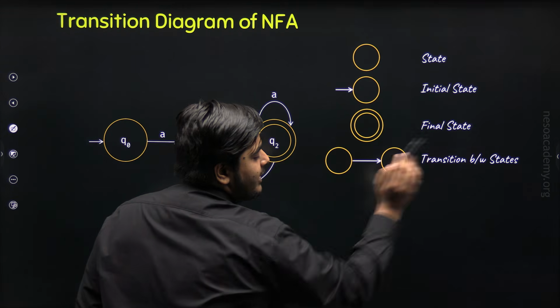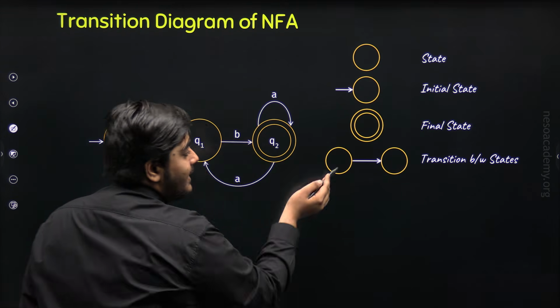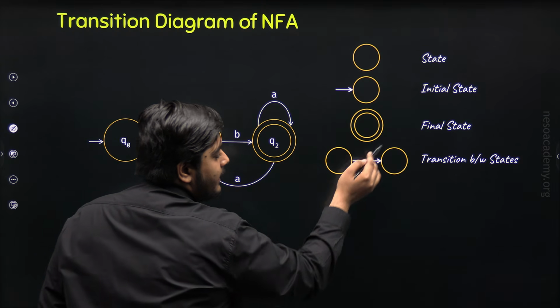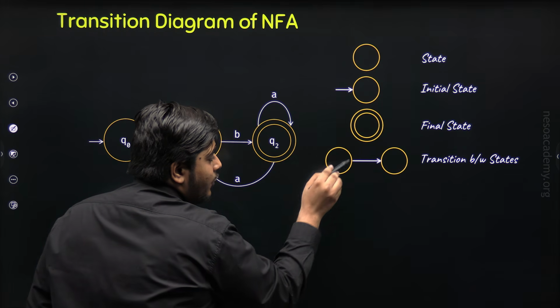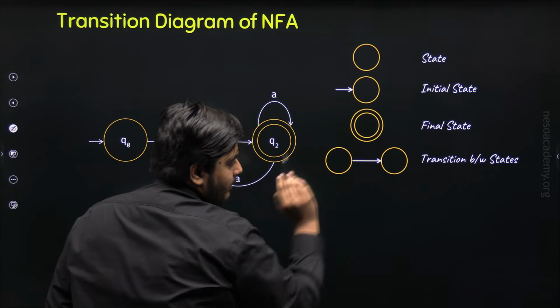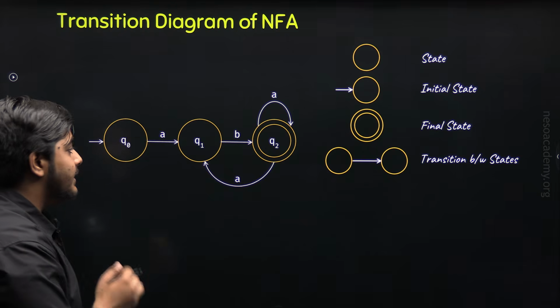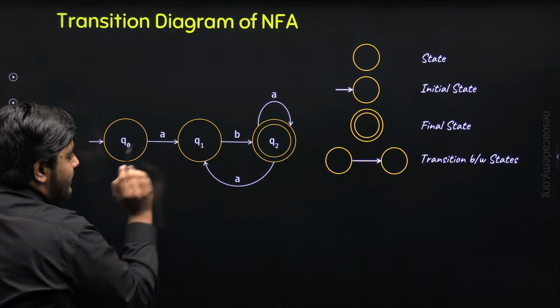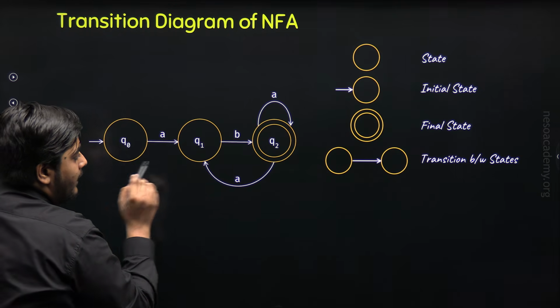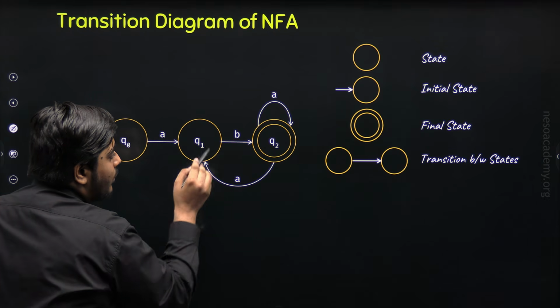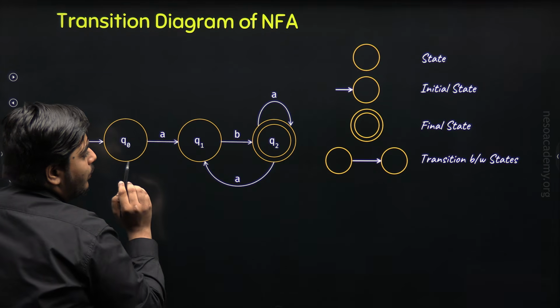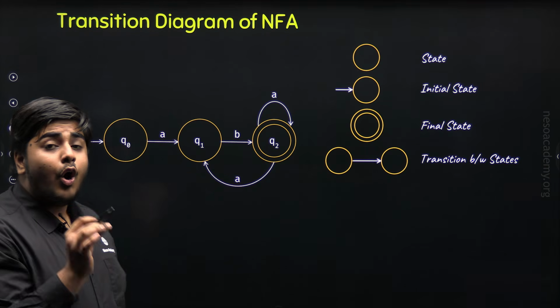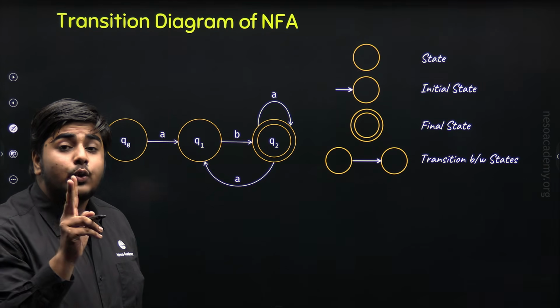Next, we have the transition between the states. Let's say this is state number 1, this is state number 2. So this arrow represents the transition from state number 1 to state number 2. In this diagram, you can see this is a transition from Q0 to Q1. This is a transition from Q1 to Q2. And this is a transition from Q2 to Q1. You can see all the transitions are involving 2 states.